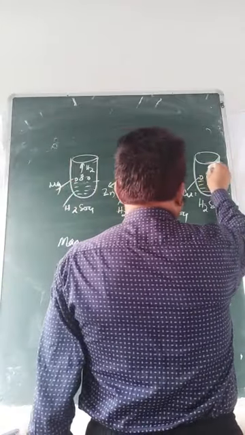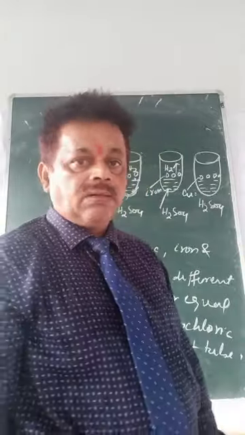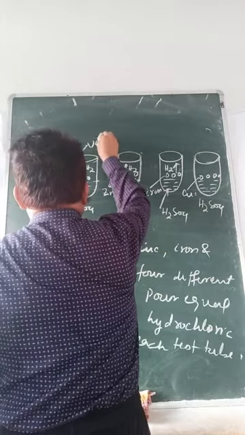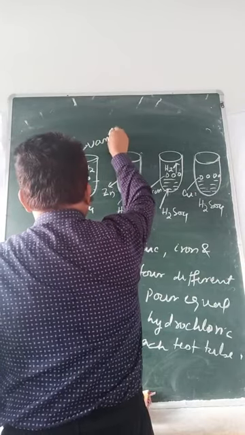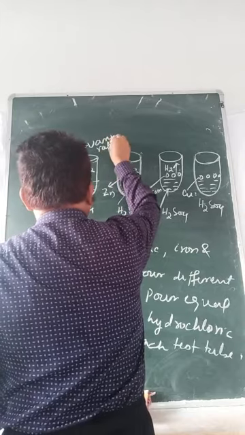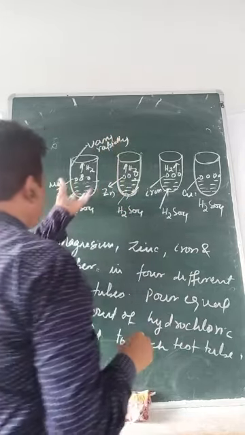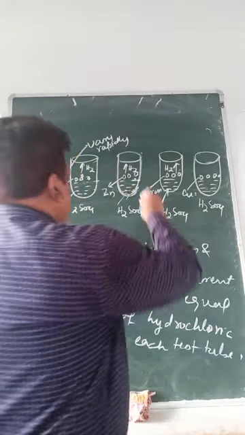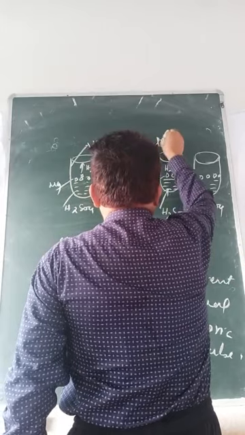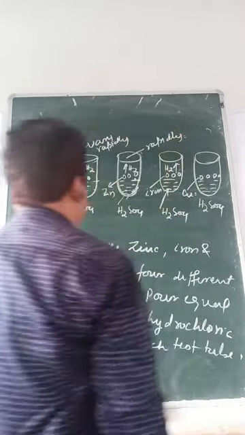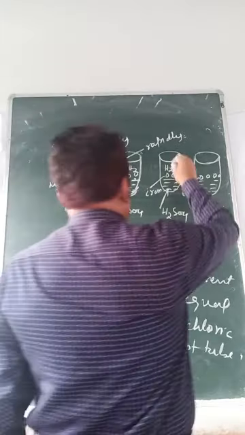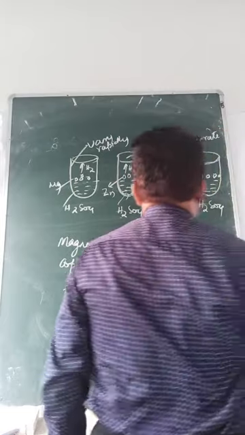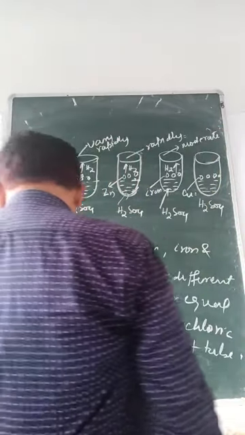Copper, nothing is evolved here, no hydrogen is created here. But magnesium reacts very rapidly, means more and more gases, the gas is evolved very fast here. Zinc and iron are moderate.